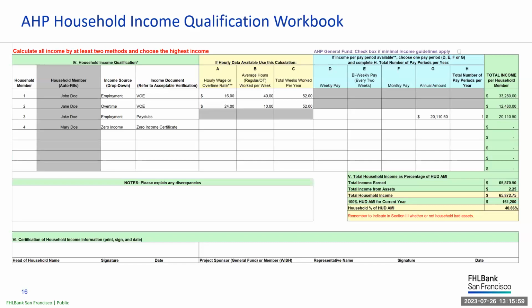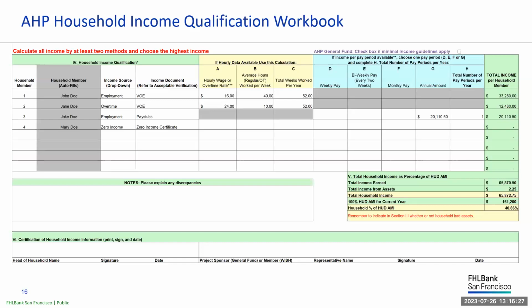Household member number three is 18 years old at the time of move-in. So no income documentation is required, as income from household members under 18 does not constitute annual income for the bank's income guidelines. Household member number four reported zero income. Therefore, a zero income affidavit or certificate is required.